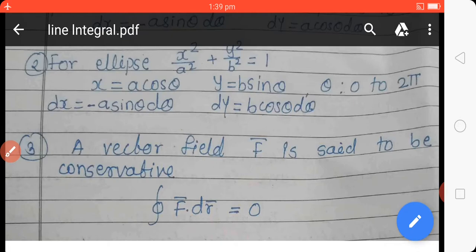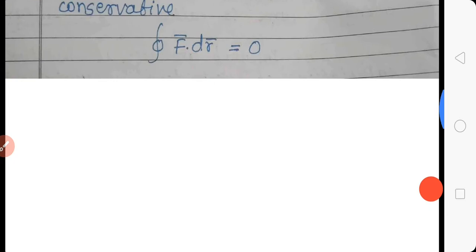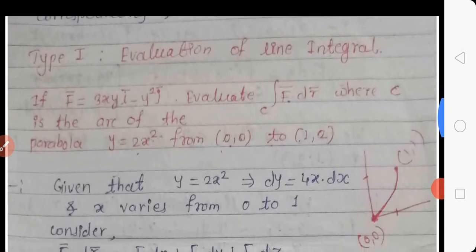Now, by using this line integral, we can calculate the integration over curves, either closed or open, that is, an ellipse, a line, or the region in between. We see some examples of these types.